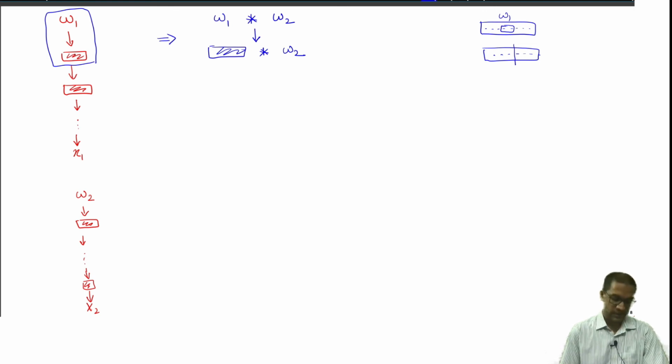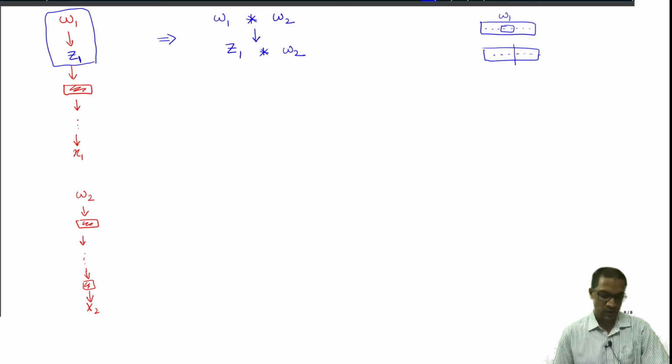Okay, I can take the second guy and I do W2 to it. So maybe I should give this a name. So this intermediate step, suppose I call it Z1, that's my word. Then here's what I mean: if from W1 to Z1 I can go by means of a basic rewriting rule, I can also go from W1 star W2 to Z1 star W2 by the same rule really, okay, because I only need to apply that rule to the W1 portion of my word.